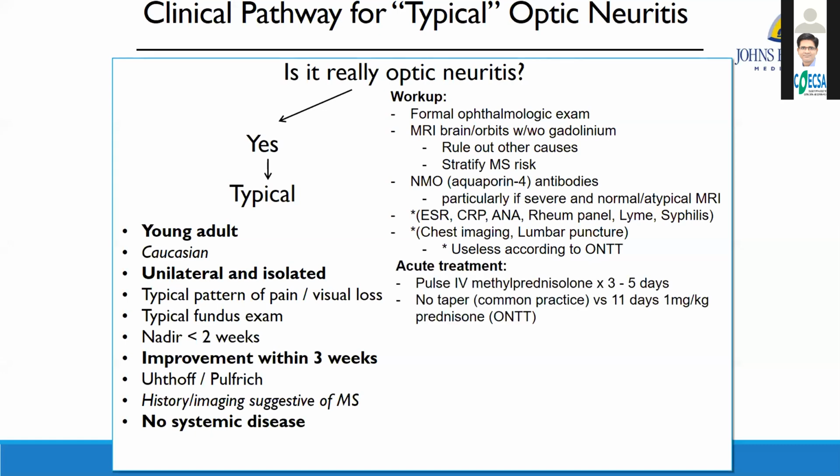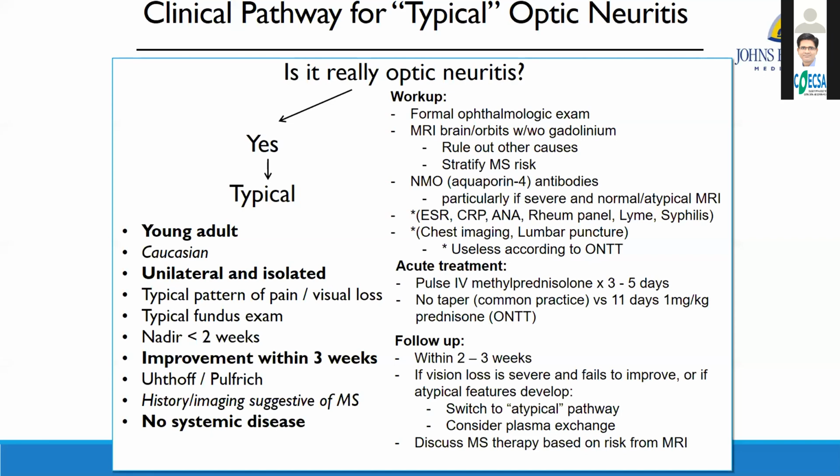Acute treatment, again, is going to be high-dose IV methylprednisolone for 3 to 5 days. We usually, in common practice, don't taper for these patients, although the optic neuritis treatment trial would suggest that you need to complete a 2-week course of a taper. And then you're going to follow these patients up within 2 to 3 weeks.